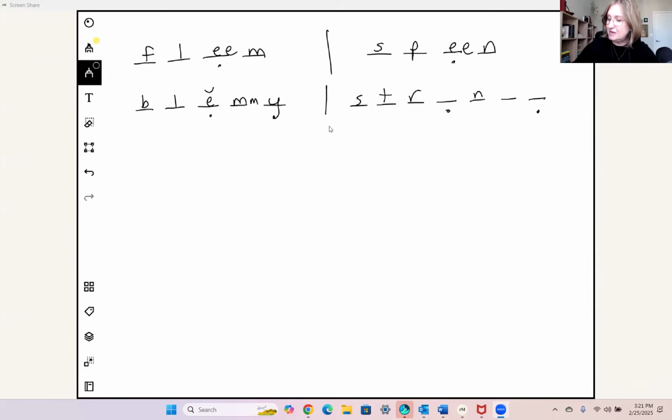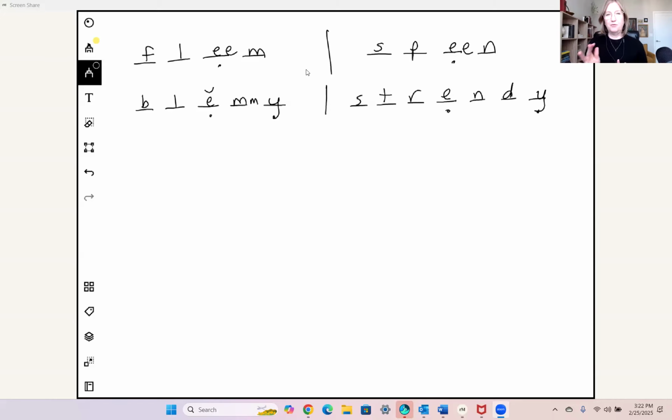S-T-R, N, D, E. For the short E I'm going to use the E just fine. Two consonants after it, so that's perfect. For the E sound at the end, your best assumption is a Y. Strendy. That Y at the end is going to be more common than you would imagine. That's a really, really most-of-the-time rule. Y at the end spells E.